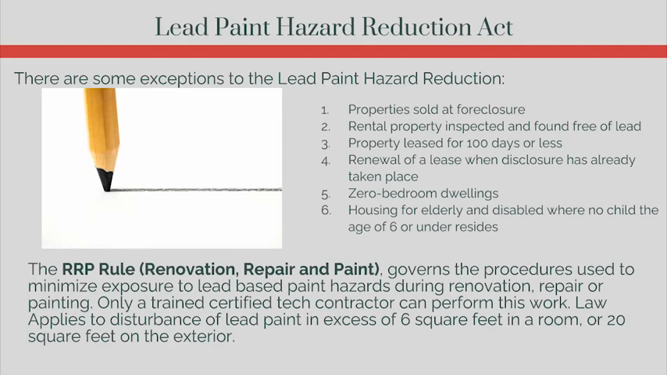The RRP rule, Renovation, Repair, and Paint, governs the procedures used to minimize exposure to lead-based paint hazards during renovation, repair, or painting. Only a trained, certified contractor can perform this work. The law applies to disturbance of lead paint in excess of 6 square feet in a room or 20 square feet on the exterior.